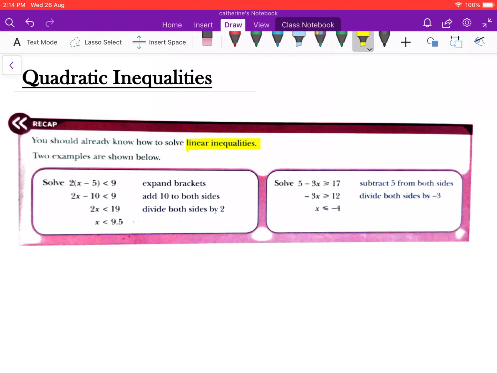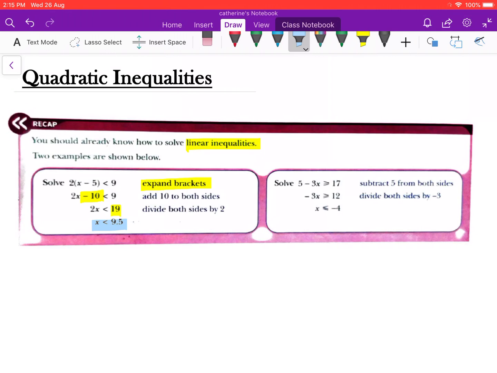So let's look at two examples as shown below. We have 2 multiplied by x minus 5 less than 9. The first step we should do is to expand the brackets, alright? And then you bring the negative 10 to the other side, making it 19. Then you bring the coefficient of x, which is 2, to the other side and divide. So it is 19 over 2, equivalent to 9.5. Hence the answer is x less than 9.5.